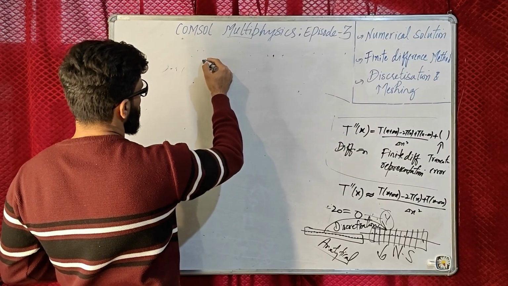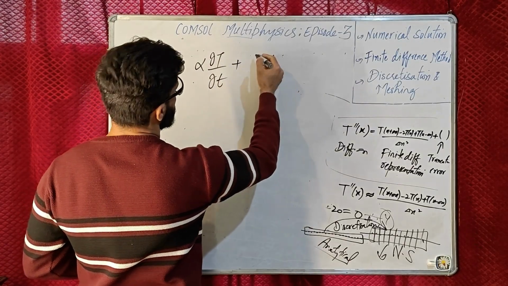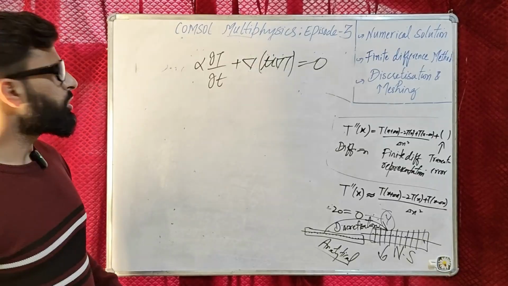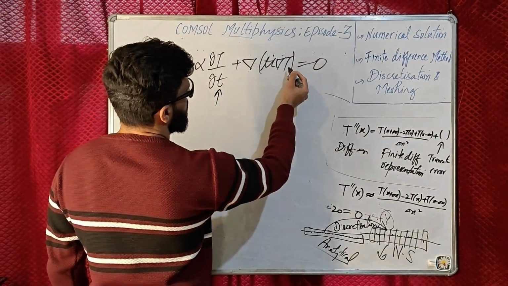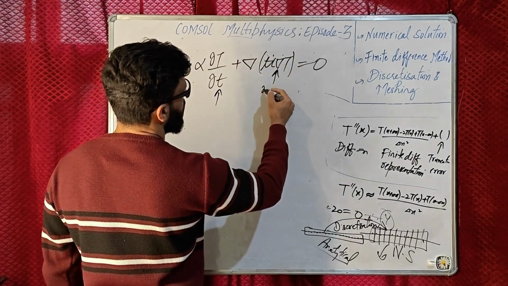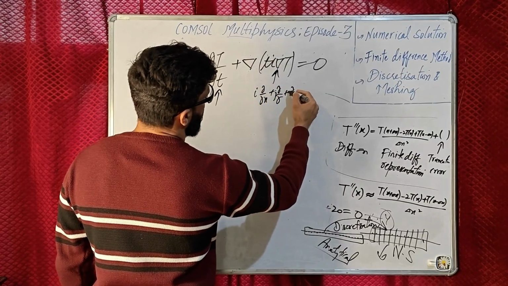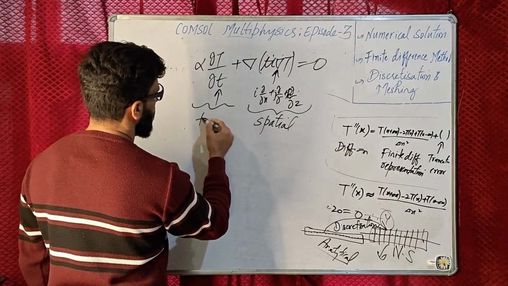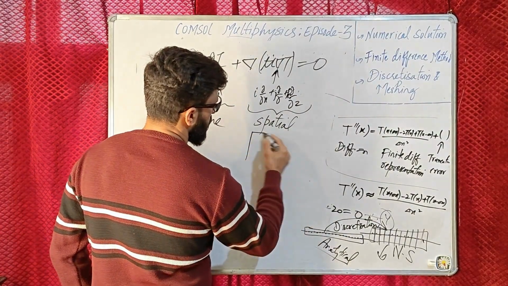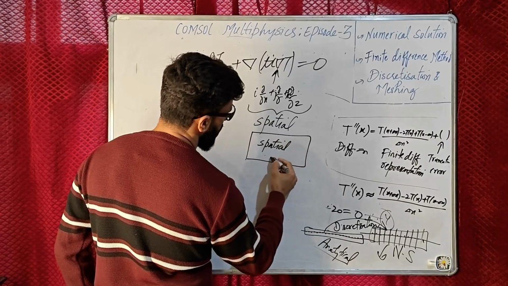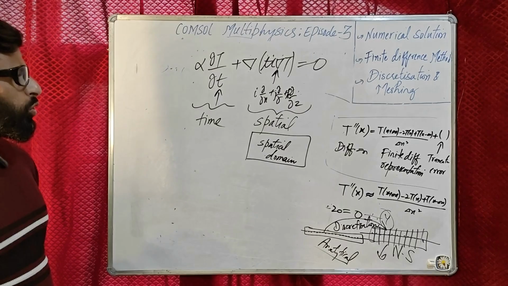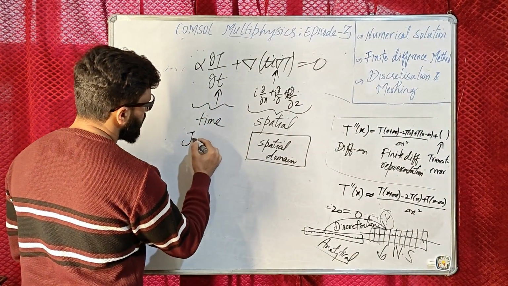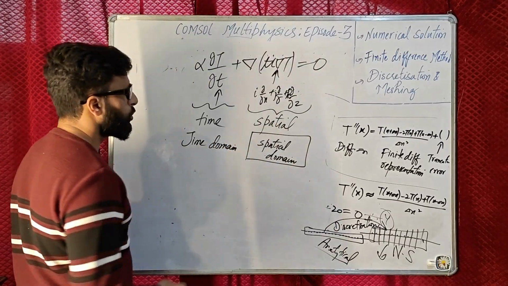Suppose a differential equation, say alpha dou T by dou t plus del of mu del T is equal to 0. A random differential equation I took. It has the time part and it has the spatial derivative part. This del, we know, del is dou by dou x plus dou by dou y plus dou by dou z. So this is the spatial part, meaning it depends on spatial coordinates, and this is the time part, which depends on time. The spatial part is defined in the spatial domain, the domain that has x axis, y axis, z axis. So we solve this part in the spatial domain, the domain that has coordinates, and this part we solve in time. This is called the time domain.